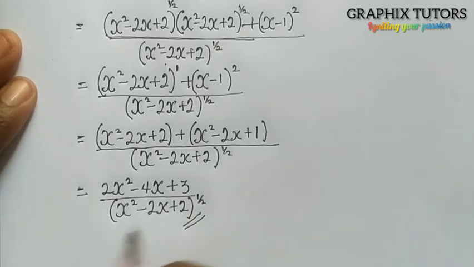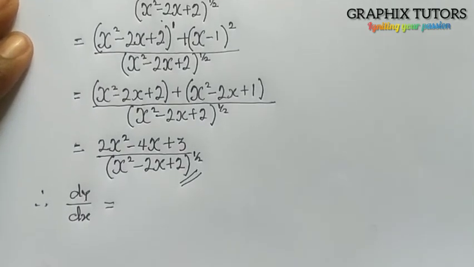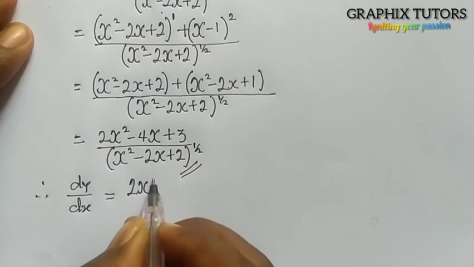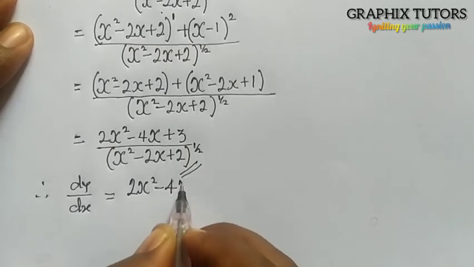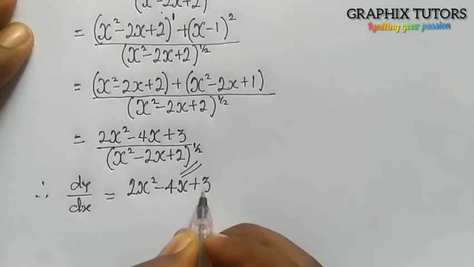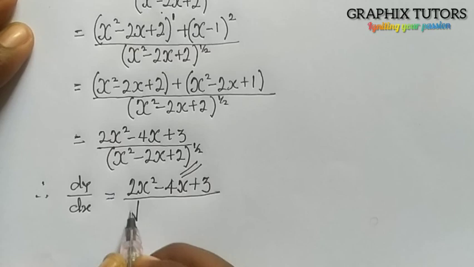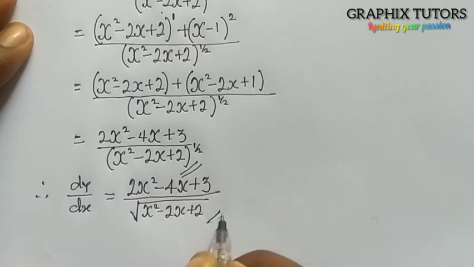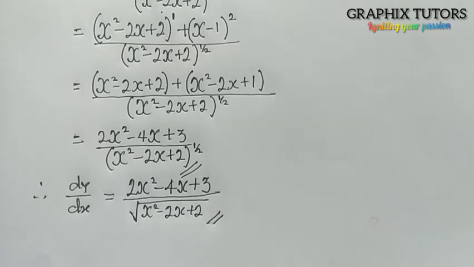You can still move further and say, therefore, dy over dx will now give me 2x squared minus 4x plus 3 all divided by the square root of x squared minus 2x plus 2. So you can end it this way. That is one way of solving the question. Now let's take another example.